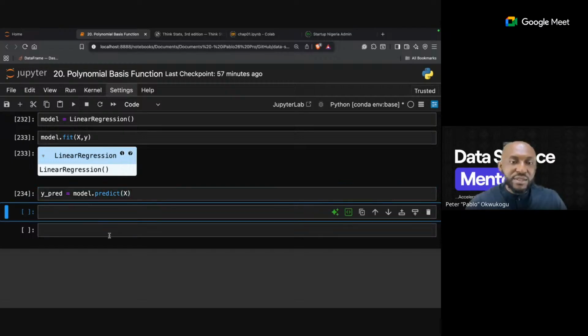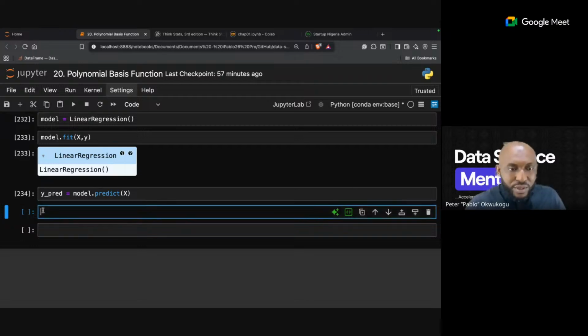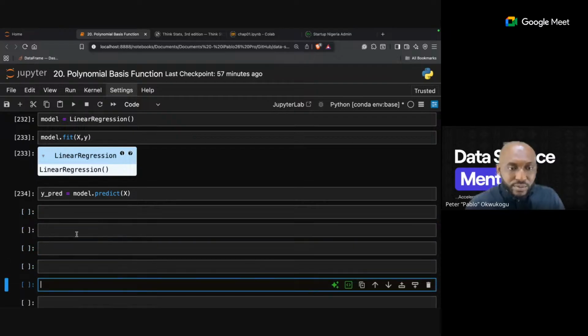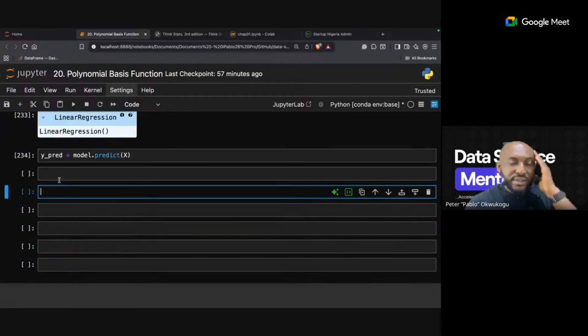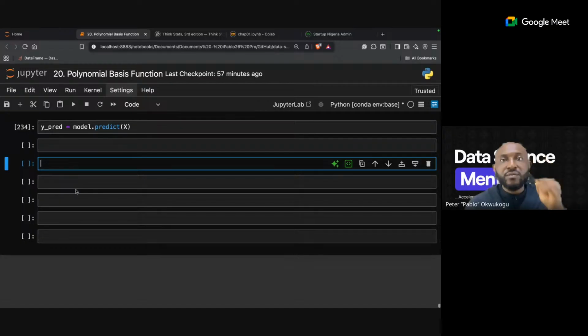Then we run this. Now we will try to visualize the result. In visualizing this result, we will show a non-linear relationship. So here, what we're going to do is visualize the result.